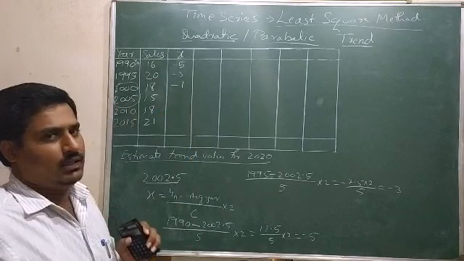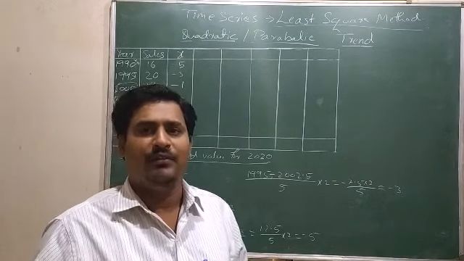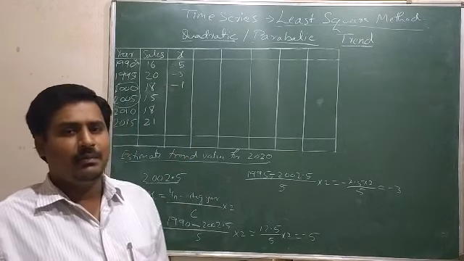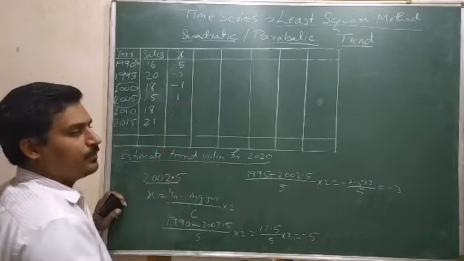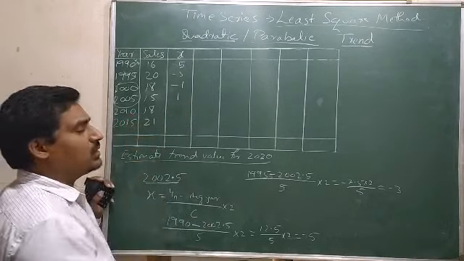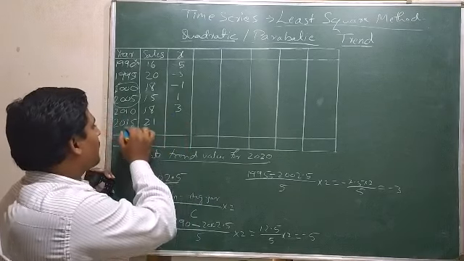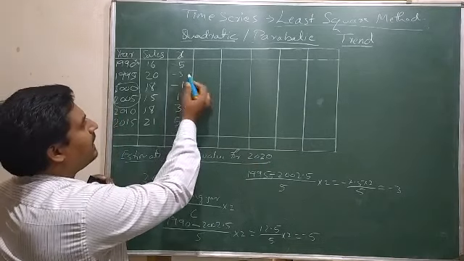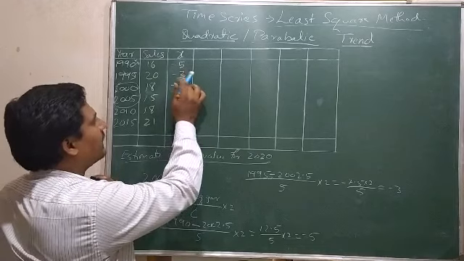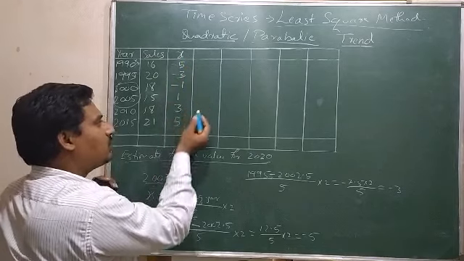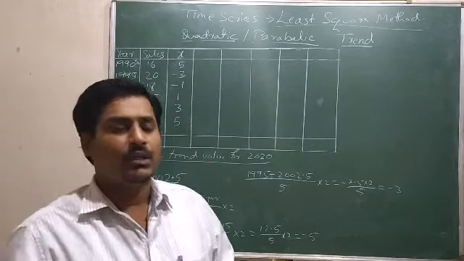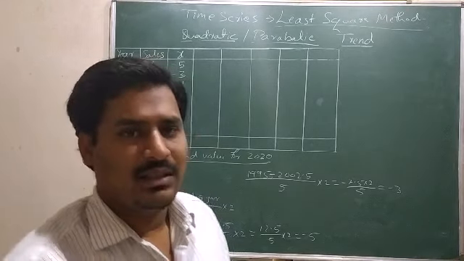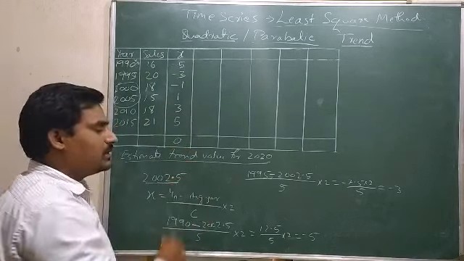And 2005 minus 2002.5 is plus 2.5, into 2 is 5, divided by 5 we get plus 1. In a similar way for the year 2010 we get plus 3, and for 2015 plus 5. So minus 5, minus 3, minus 1, plus 1, plus 3, plus 5: the total is 0. So we have taken the x values where the total becomes 0.